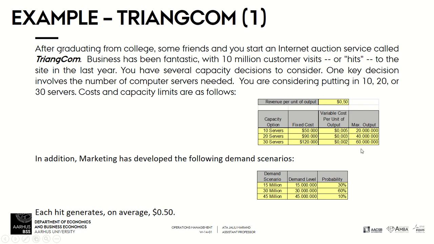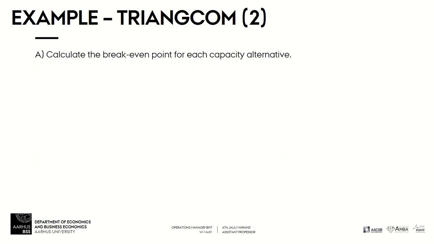So here for each alternative we can see another column which determines the maximum output. This is an important aspect of this example that we need to take into account. I will tell you when and how it will affect our calculations. And then we have 3 different scenarios for demand: 15 millions, 30 millions, and 45 millions. And there is a probability associated with each demand scenario. We have to answer a number of questions.